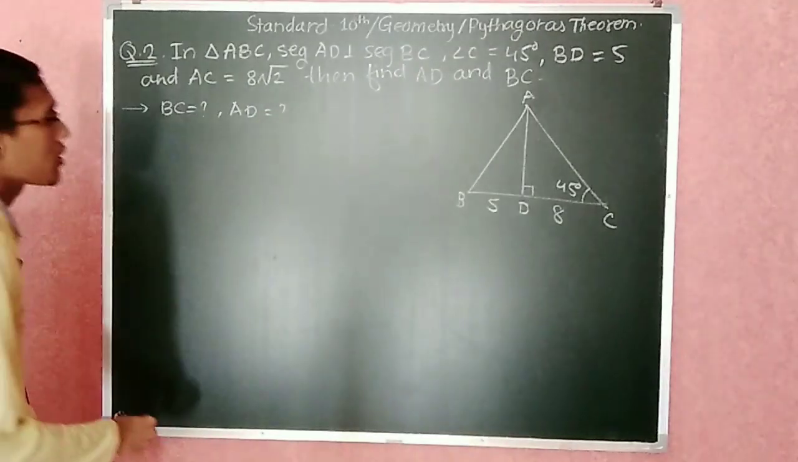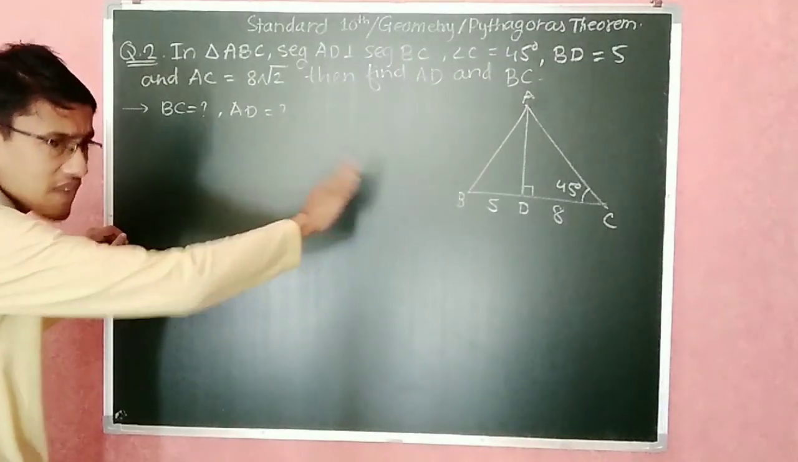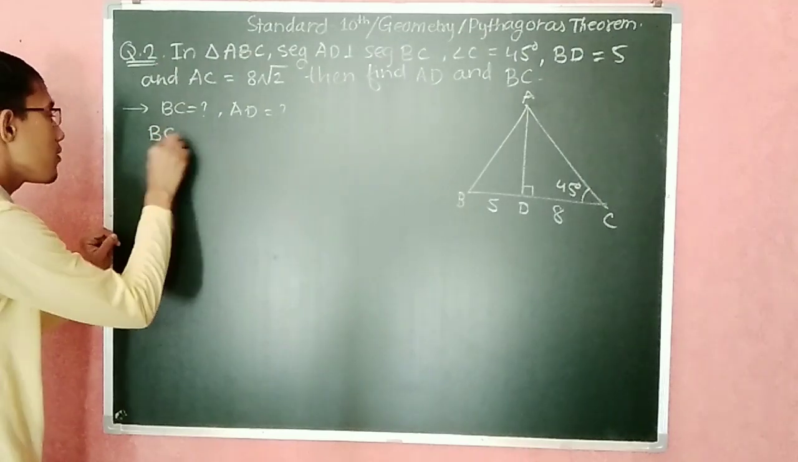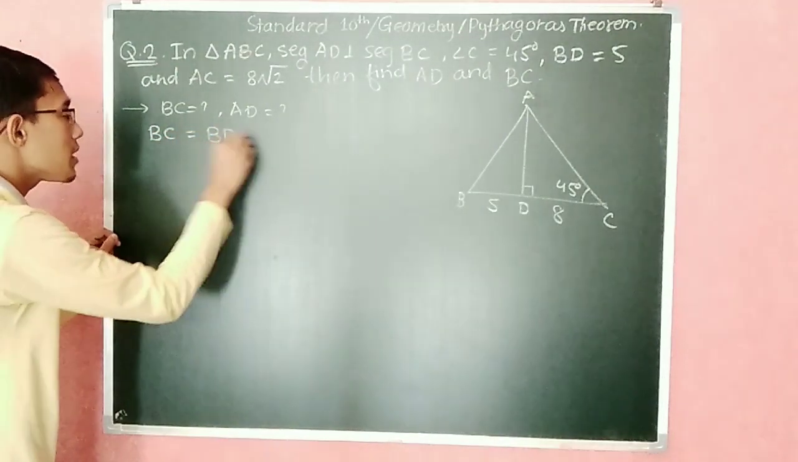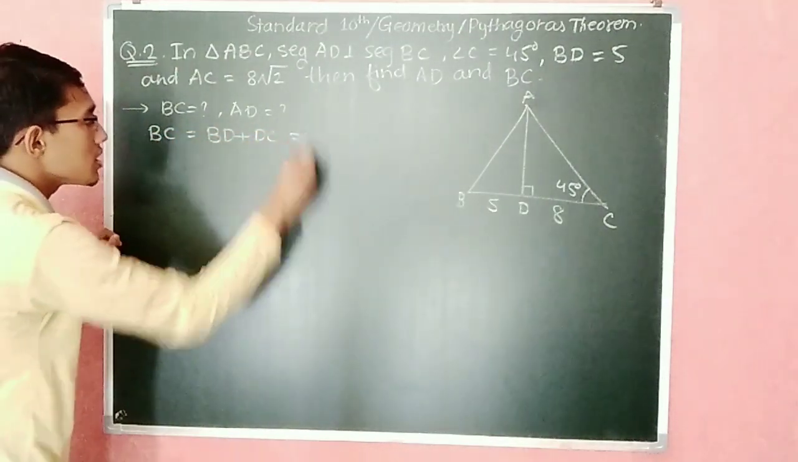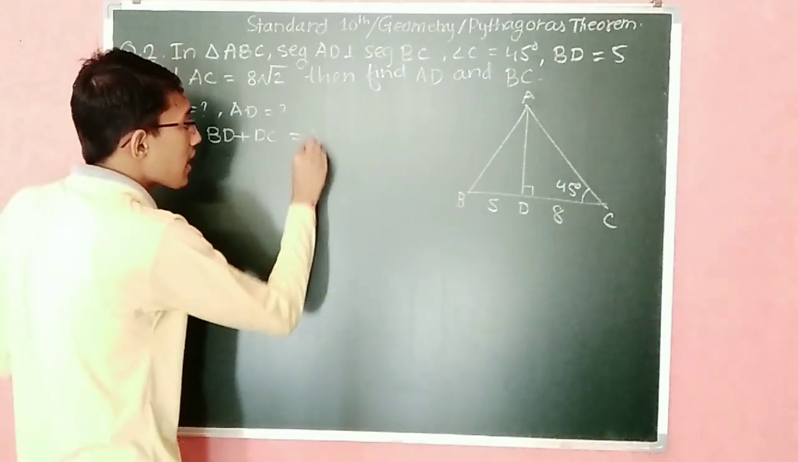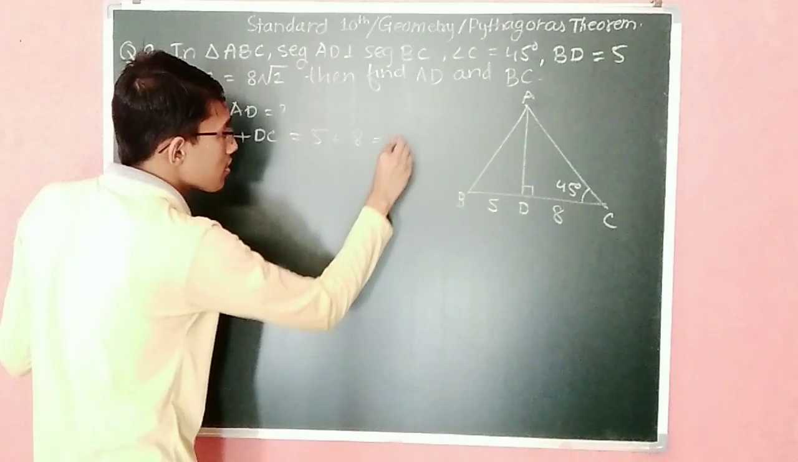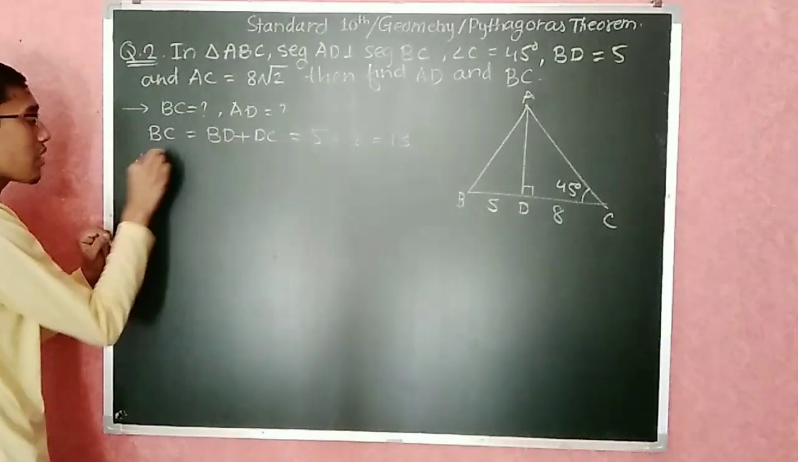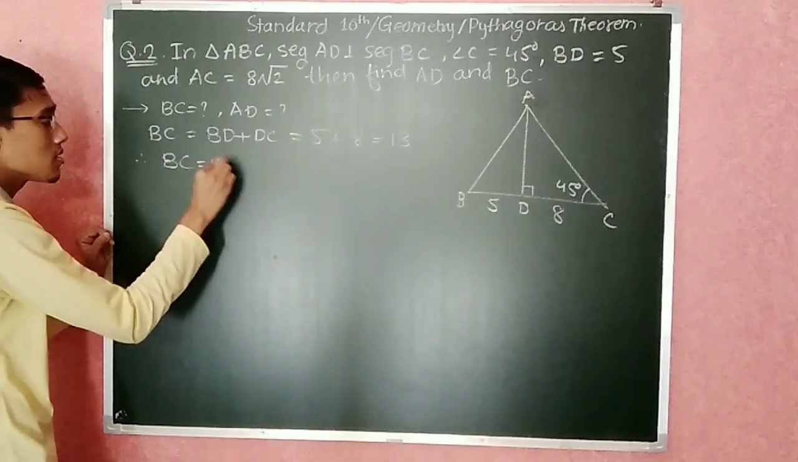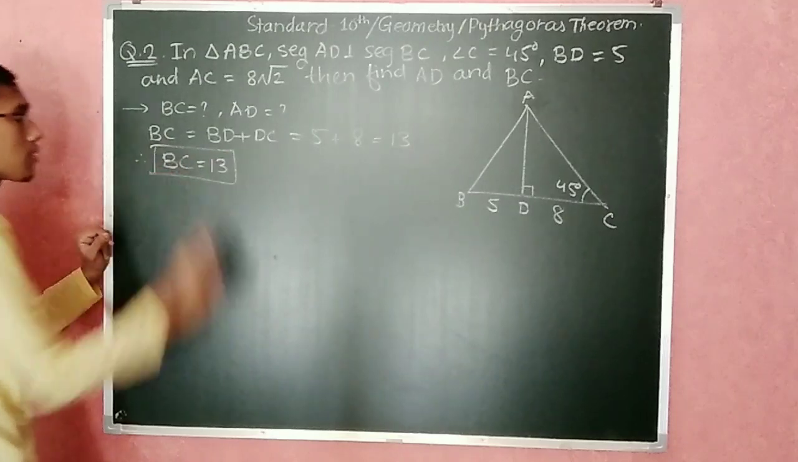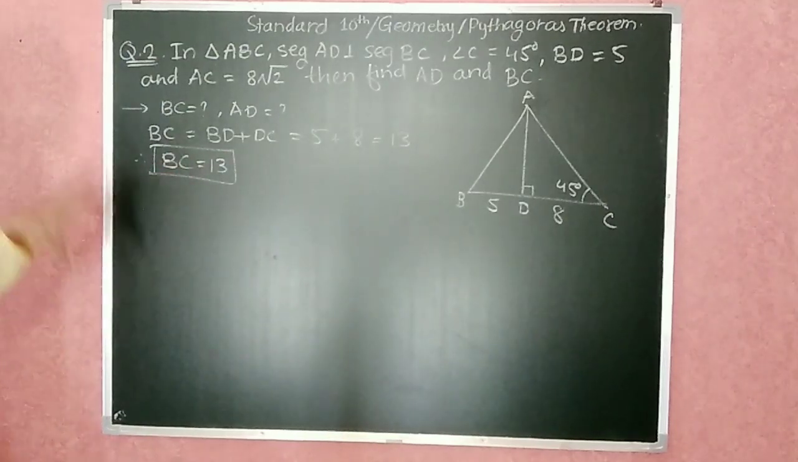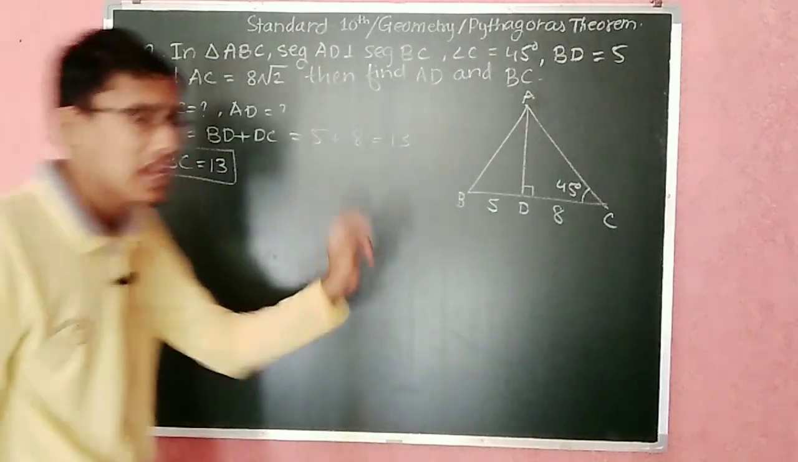We can find BC very easily. BC is nothing but BD plus DC, and the value of BD is given 5 and the value of DC is given 8. So BC is nothing but 13. So we got the value of BC very easily, that is 13.